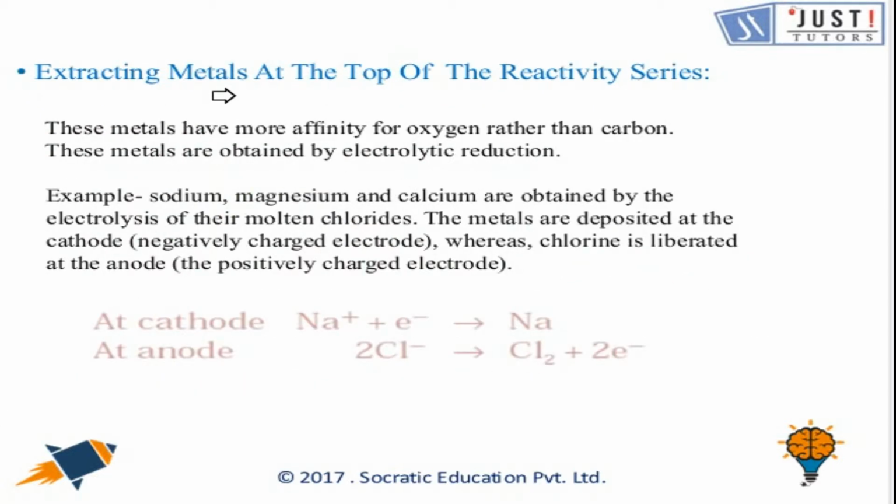Now, extracting metals at the top of the reactivity series, these metals have more affinity for oxygen than for carbon. So these metals are obtained by electrolytic reduction. Sodium, magnesium, and calcium are obtained by the electrolysis of their molten chlorides. These metals are deposited at the cathode, whereas chlorine is liberated at the anode, that is the positively charged electrode. As chlorine is a negative ion, it is attracted towards the anode, and sodium is a positive ion, so it is attracted to the cathode.